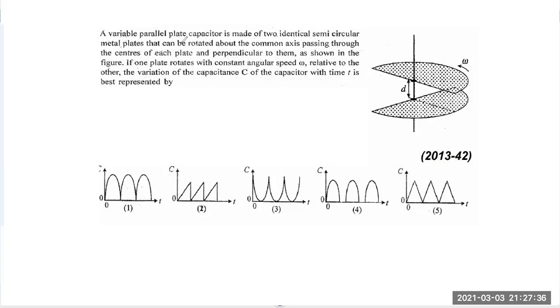Let's see. A variable parallel plate capacitor is made of two identical semicircular metal plates that can be rotated about the common axis, passing through the centers of each plate and perpendicular to them, as shown in the figure. If one plate rotates with constant angular speed omega relative to the other, that means you can assume that one plate is at rest and the other plate is rotating at omega. The variation of capacitance of the capacitor with time t is best represented by. Okay, so the bottom plate is fixed, and the other plate is rotating. They're asking how the capacitance is going to change.